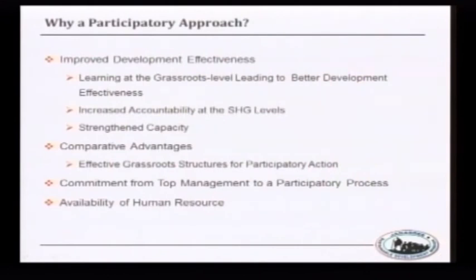These were our objectives. Now, why did we select a participatory approach? One was we felt that given the lack of resources, but the wealth of human resources, the ability to establish a participatory monitoring system would perhaps also help to build capacity, would increase accountability, as I mentioned, and would also help learning at the grassroots levels amongst these groups of people as to what was working well and what was not working well. Comparative advantage of Janasree was the structure was there, 65,000 groups to work with. So that was a big advantage. And as I mentioned to you, commitment from the top management.